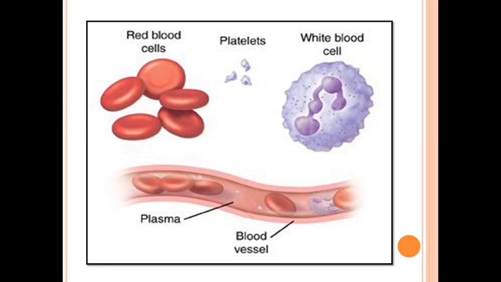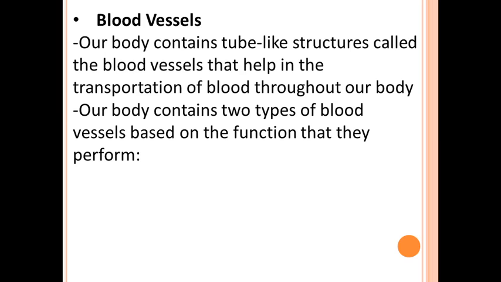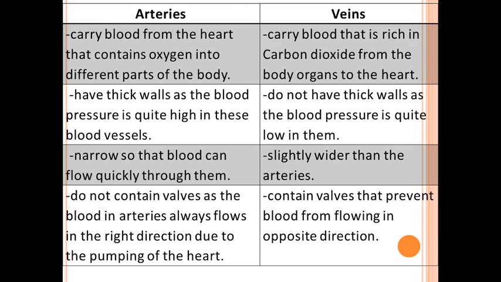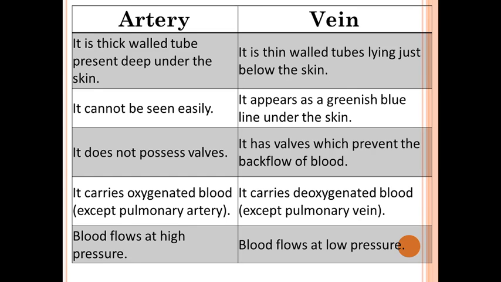Two types of blood vessels are there, tube-like structures: arteries and veins. We have learned the difference: arteries have thick walls, veins have thin walls. In arteries there is high blood pressure, meaning the pressure of blood is high. Opposite to that, the pressure of blood is low in veins. I have given this difference in easy language, so you can refer to this.